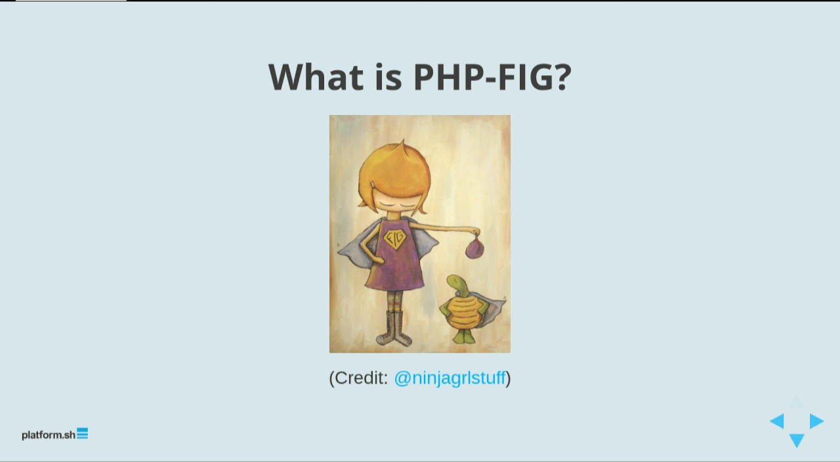Well, it's a really cool painting by this artist, Ninja Girl Stuff. It's Rebecca Simonson. Her husband is the lead on the Sculpin project and now works for Sensio Labs in the US. So, really good art on a lot of different open source projects. I actually have this one hanging on my wall. That's why I like to start with that one.